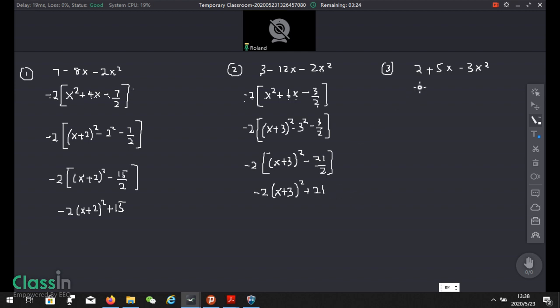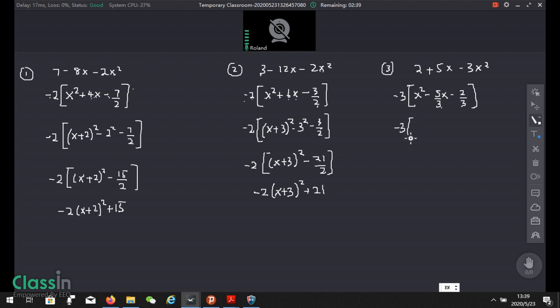So let's look at the last one. The coefficient of x squared is not 1, it's negative 3. So we need to factorize negative 3 out. When we do that, we have x squared, so that when we open the bracket, we have negative 3x squared. This is positive 5, so this must be negative 5 over 3 x, so that when we multiply negative 3 by negative 5 over 3, we get positive 5x. This is positive 2, so we have negative 2 over 3, so that when we multiply negative 3 by negative 2 over 3, we have positive 2.